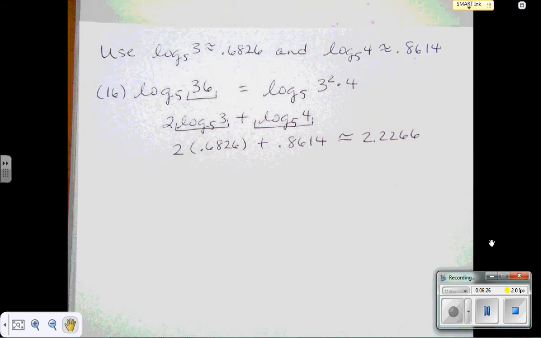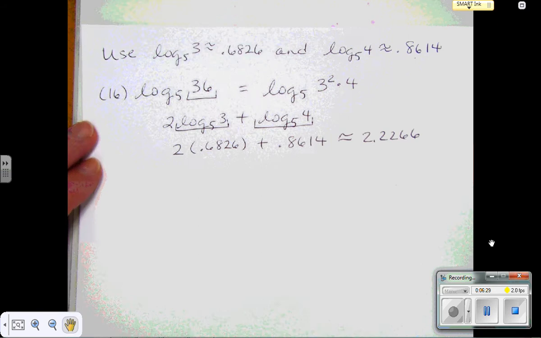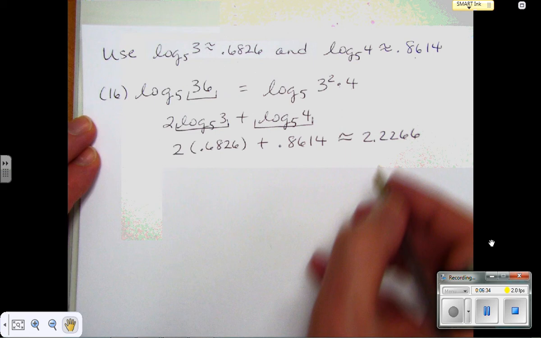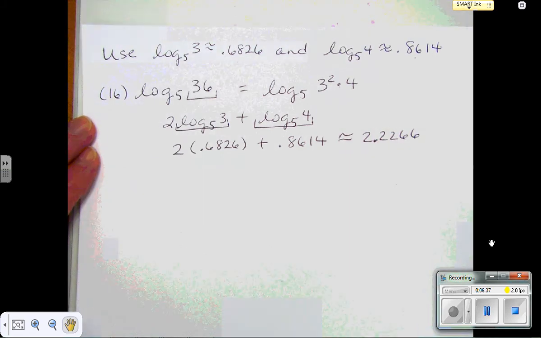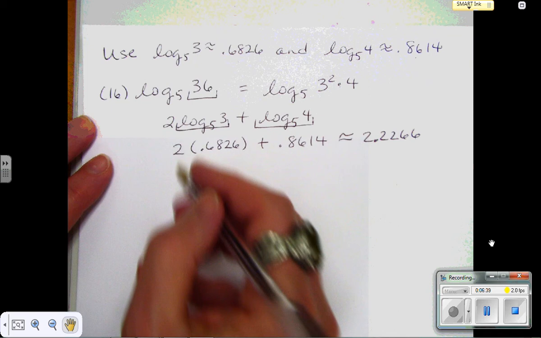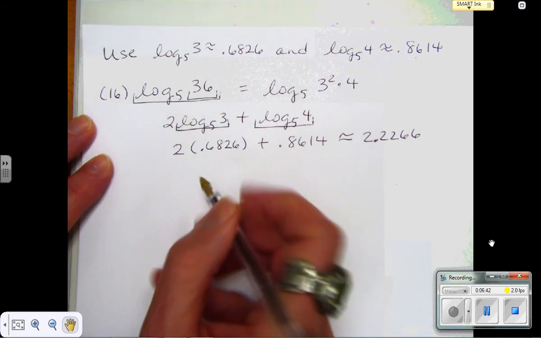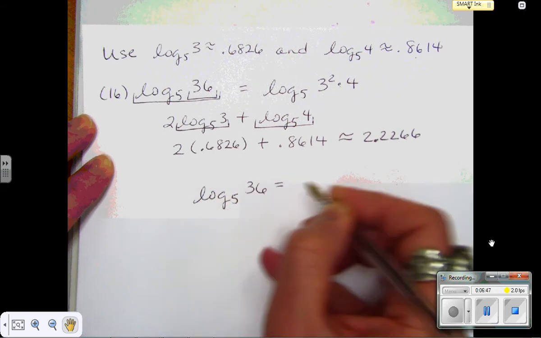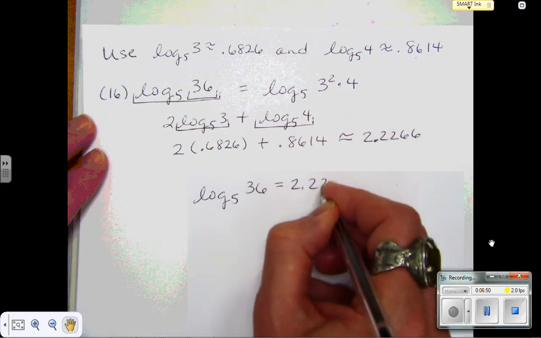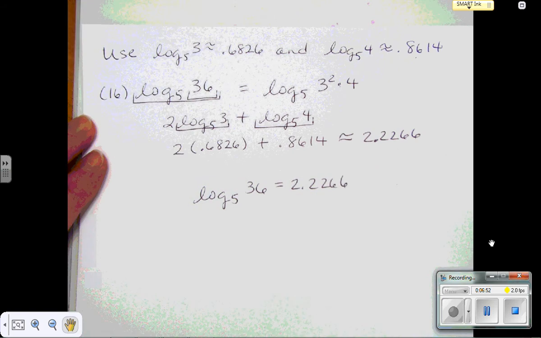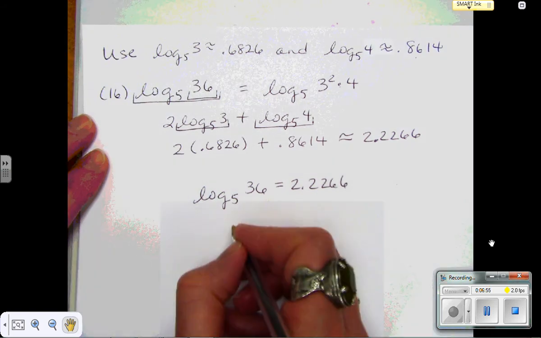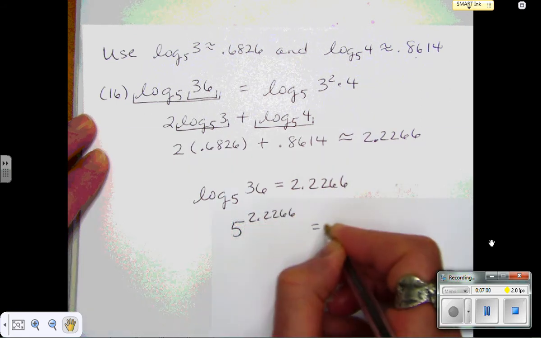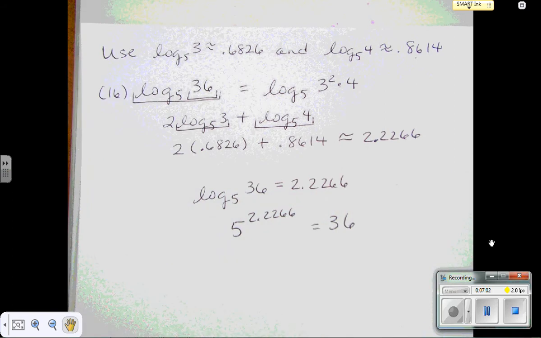Okay, so what you just found was an exponent. This 2.2266 is an exponent. So let me show you what this means. Your original problem was log base 5 of 36, right? And we evaluated that to equal 2.2266. Okay, so if I wrote this in exponential form, it would be 5 to the 2.2266 power is 36. So it's helping you find what exponent would be needed to take 5 to equal 36.